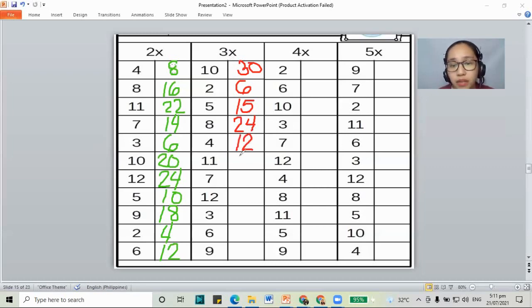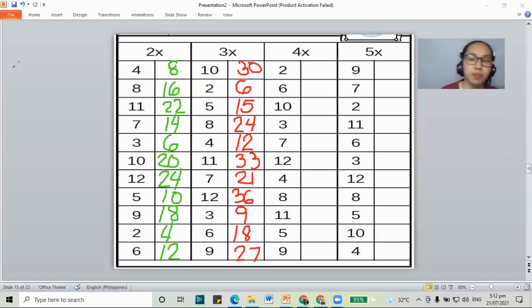3 times 11, you get 33. 3 times 7, that is 21. 3 times 12, you get 36. 3 times 3, that is 9. 3 times 6, that is 18. 3 times 9, you get 27.